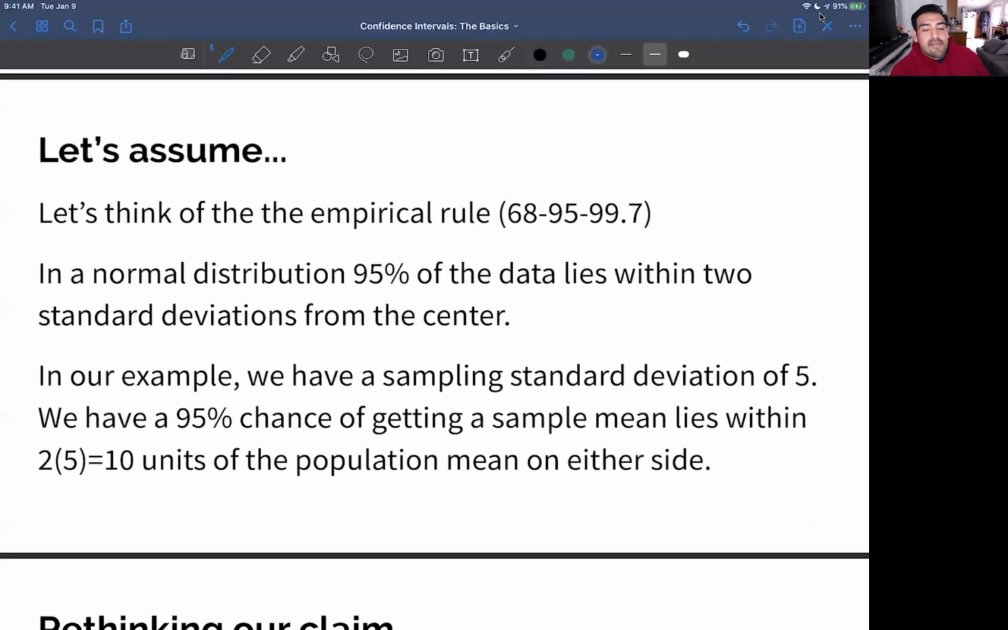In our example, we have a sampling standard deviation of 5. I'm going to go ahead and make a note of that. So we have a 95% chance of getting a sample mean that lies within 2 standard deviations on either side, right? 2 standard deviations on either side is 10 units. 10 to the left of the center, 10 to the right of the center.